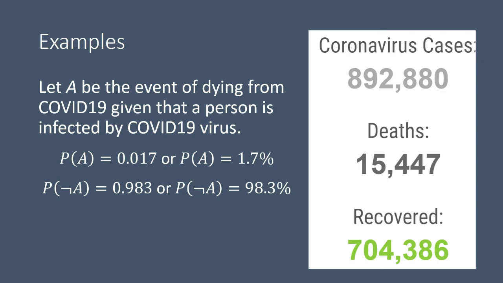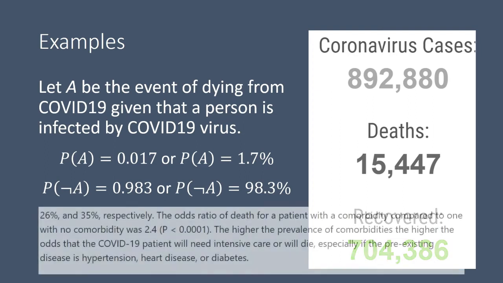You will not die. And that's why I hope that I can persuade you to believe and to accept that COVID-19 infection is not a death sentence. It is not a death sentence. Look at these numbers. The probability that someone will die given that she or he had contracted the virus is 1.7%. But the probability that he or she will not die, look at that, that's 98.3%. It's almost like a sure event.